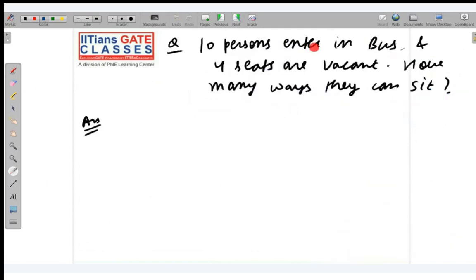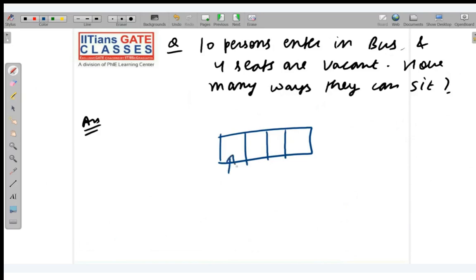So 10 persons enter a bus and 4 seats are vacant. How many ways can they sit? This is a very beautiful question. 10 persons enter a bus and 4 seats are vacant. So how many seats are vacant in the bus? 4 seats are vacant. Obviously they will not necessarily be side by side, they can be in other places also, but I have just combined them because I want to find the ways. That's it.